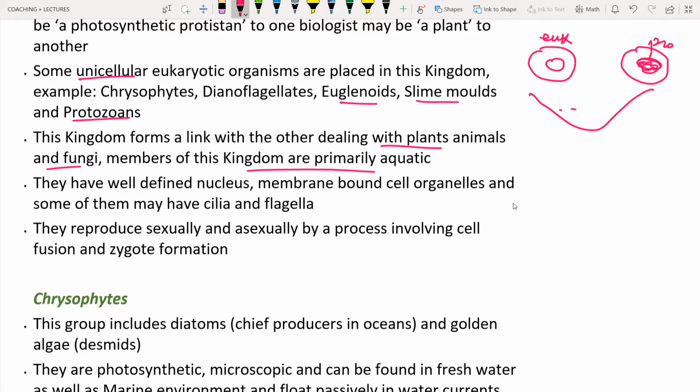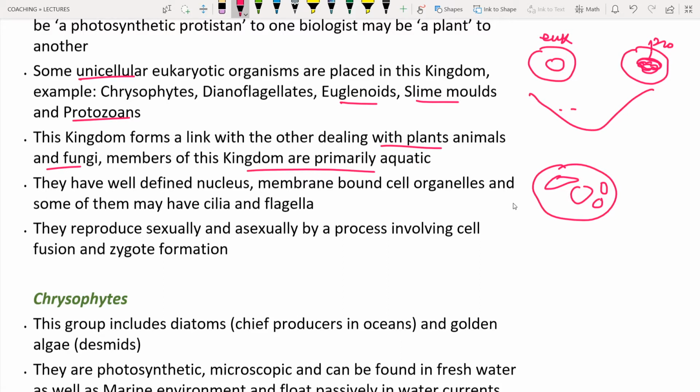Because they are eukaryotic, they have a nucleus. Not only that, they have membrane bound cell organelles. We know that the cell has cell organelles, whether it may be the nucleus, ribosomes, mitochondria or chloroplast. These cell organelles are surrounded by a membrane, which is nothing but a lipid bilayer. The lipid bilayer surrounds it, and that is known as a membrane bound organelle.